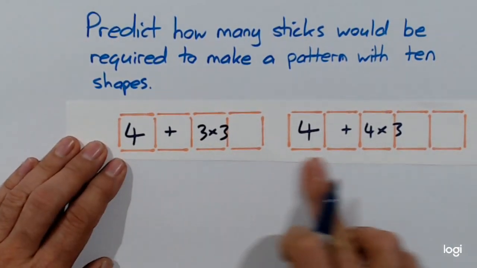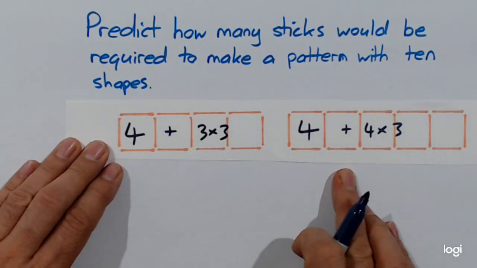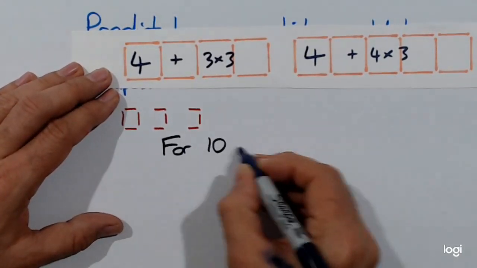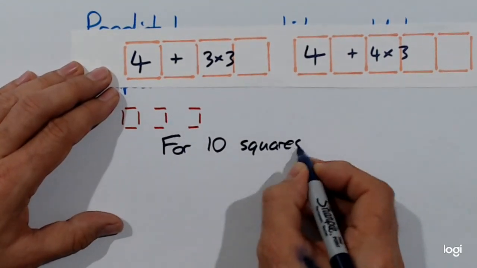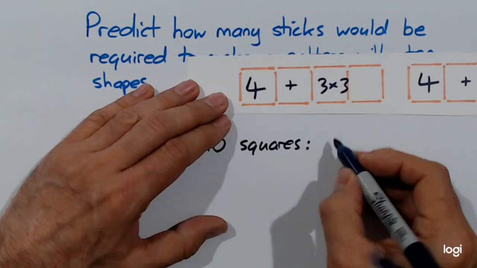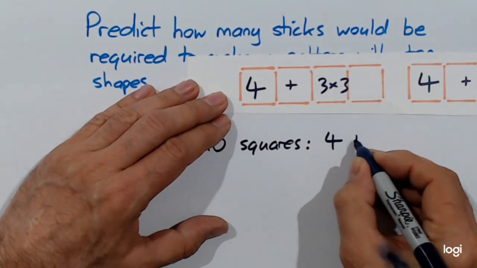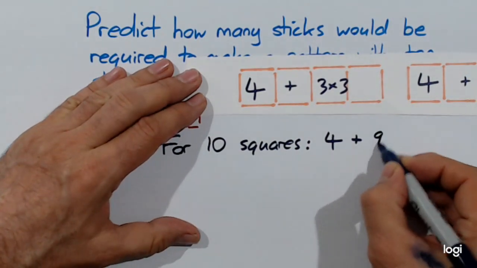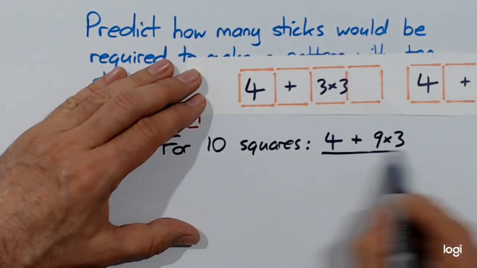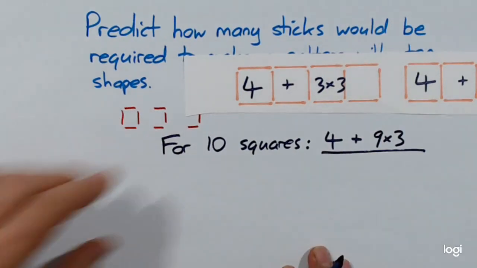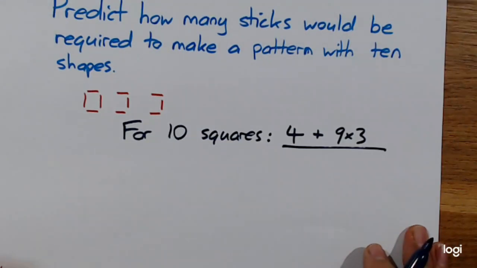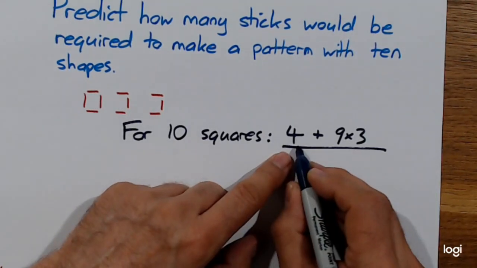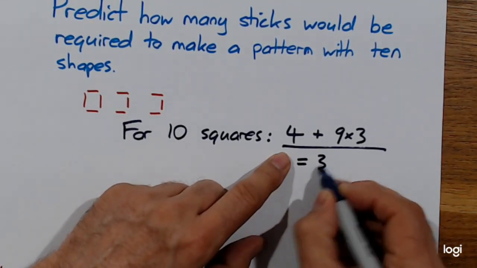So if we had one with 10 squares, what would that look like? Surely, for 10 squares, the pattern would be 4 for the first one, plus, and how many squares have we got left? We've got to make another 9 squares, so we'd have to go 9 lots of 3. That is the prediction. That's how we're going to work this out. Let's have a look. So what does that come to? 3 times 9 is 27. 27 plus 4 is 31. So that equals 31 sticks.